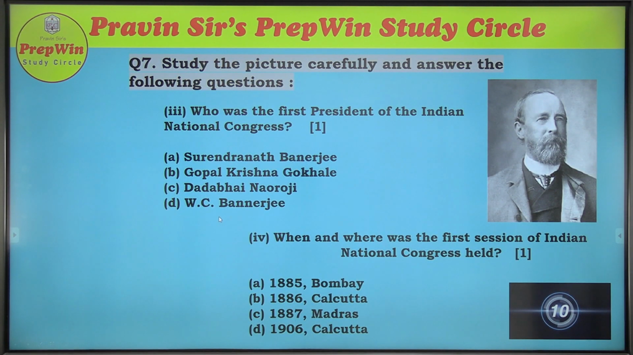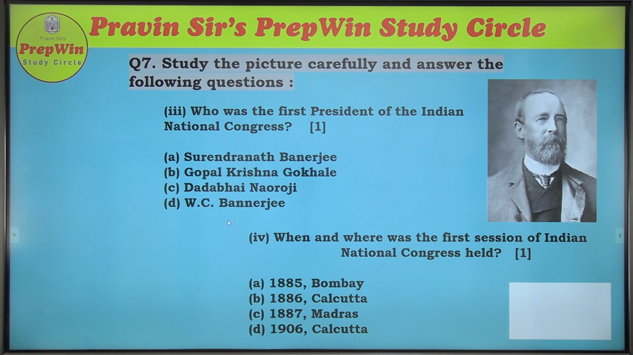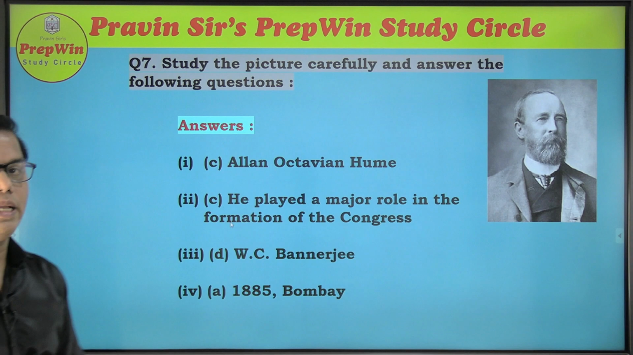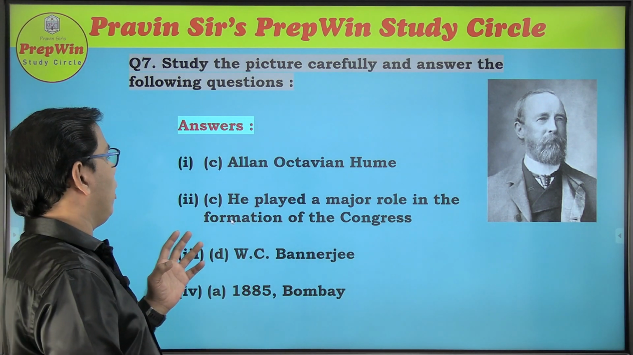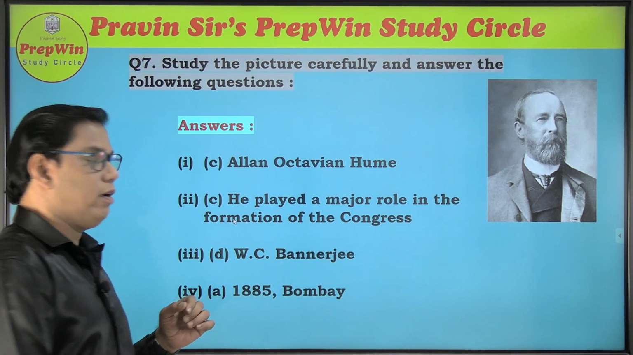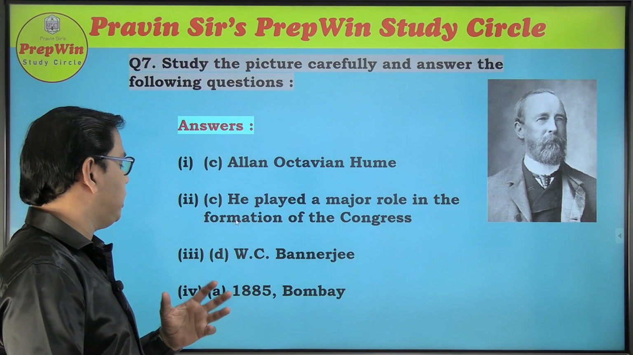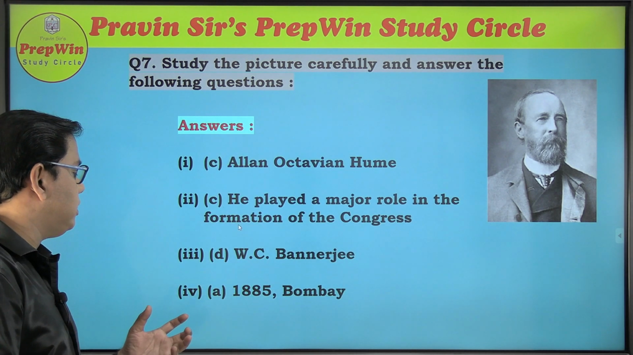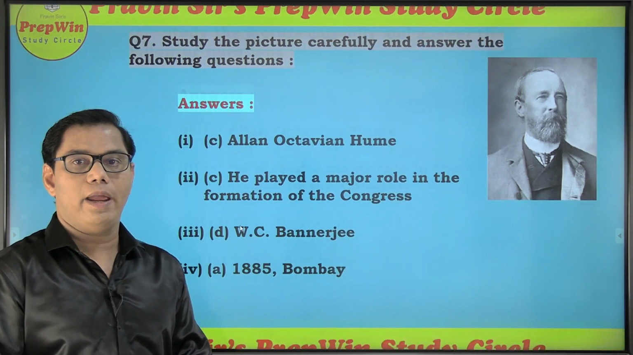Next question, that is question number 3 and question number 4 as well. Timer, please start ticking. And here it goes. Time up. And this is the answer. First option is C. For second question, correct option is again C. Third is D and fourth is A.